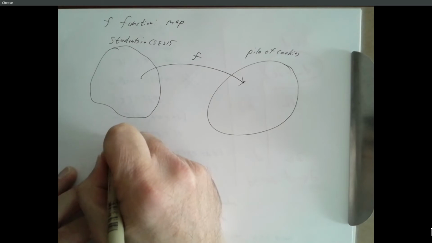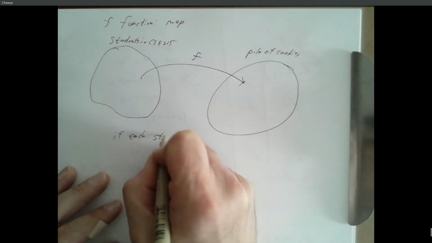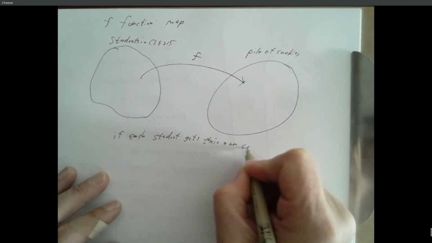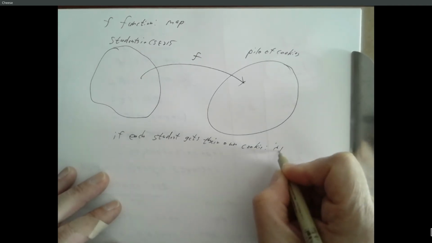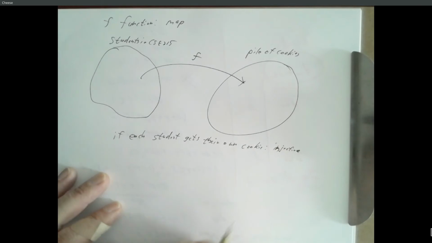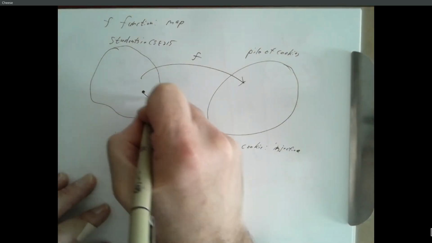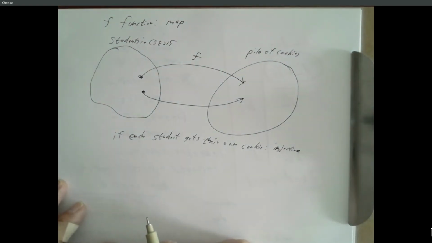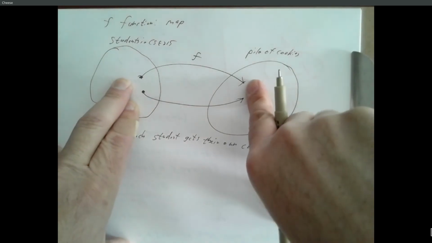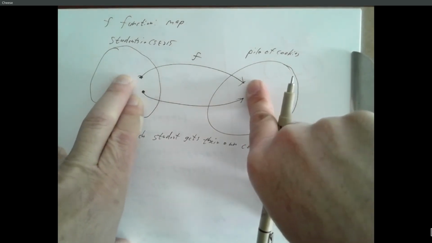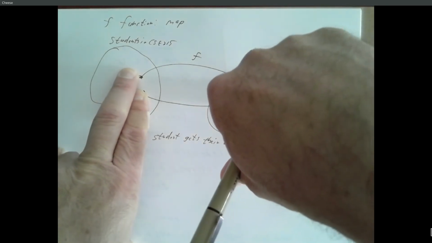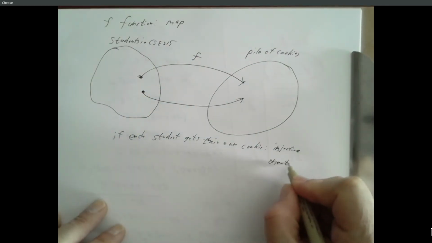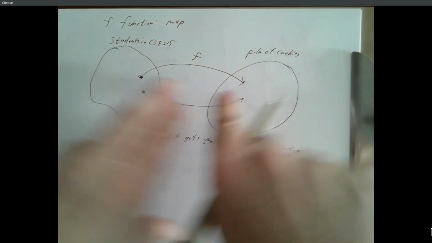So if each student gets their own cookie, that's injective. So injective means that different points over here map to different points over there. It's not the case that you have 2 points here mapping to the same point. So if 2 students have to share the same cookie, it's no longer injective. Injective is also 1-to-1. So different points here map to different points there.